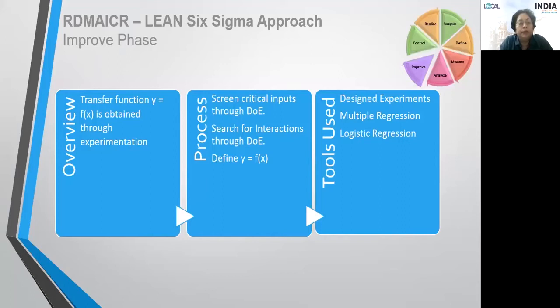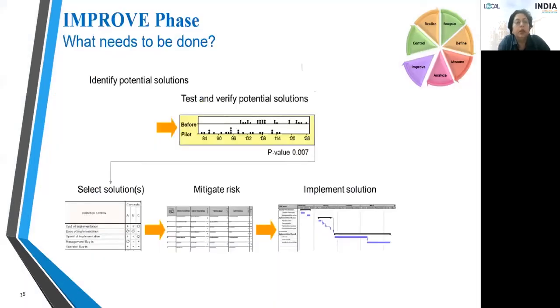Now in the improve phase, the transfer function y = f(x) is obtained through experimentation. Screen critical inputs through DOE, design of experiments. Search for interactions through DOE. Define y = f(x). Design of experiments, multiple regression, and logistic regression are the tools used in this process. So in the improve phase, the question that is answered is what needs to be done.